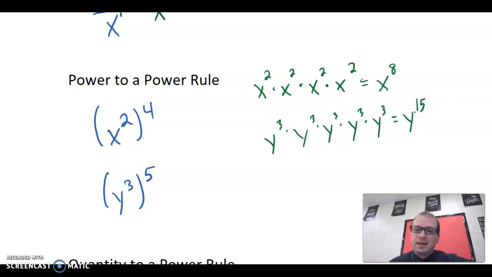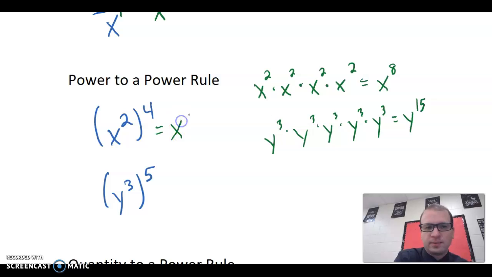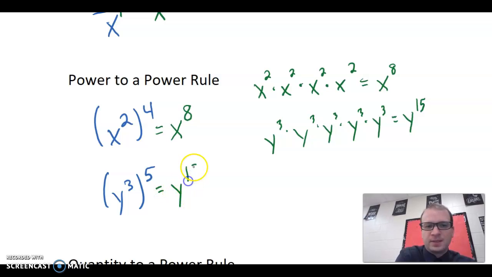And so you might be spotting that there is an easier way to do this. Instead of expanding all that out and adding our exponents together, the easier way is just to take the exponents here and multiply them together. X squared to the fourth becomes x to the 8th. And y to the third to the fifth becomes y to the 15th. Again, exponent rules are a shortcut for a long way of expanding it out. It makes it a little bit easier for us to use them.